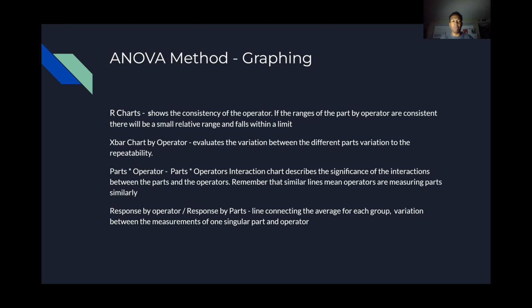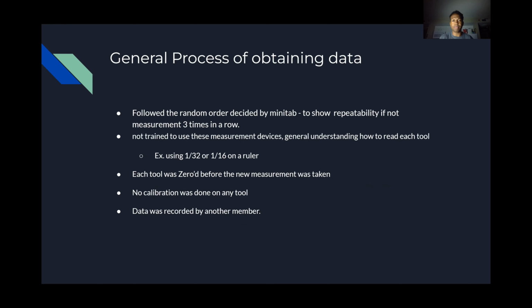And then response by operator and response by parts, it's a line connecting the average for each group and between the measurements to see the variance between certain things. And we'll see this later on when we finish our Minitab. It's just a little explanation to get into it.